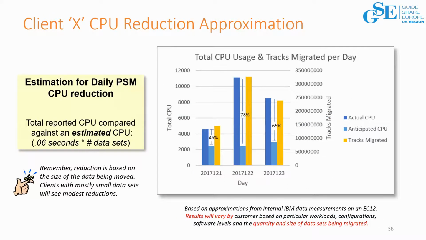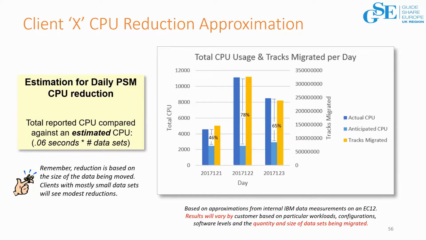So here we can see the type of CPU savings you can expect. This shows a comparison of the client's actual CPU for daily primary space management migration with the estimated CPU when migrating to cloud. So consistent with the internal testing and the client's data, the estimate of 0.06 CPU seconds per track was used for migration to cloud here. And the dark blue bars show the actual CPU when migrating to ML2. The orange bars show the number of tracks migrated, and the light blue is showing the anticipated CPU when migrating to cloud. So in this customer environment, more data is migrated on some days than others.